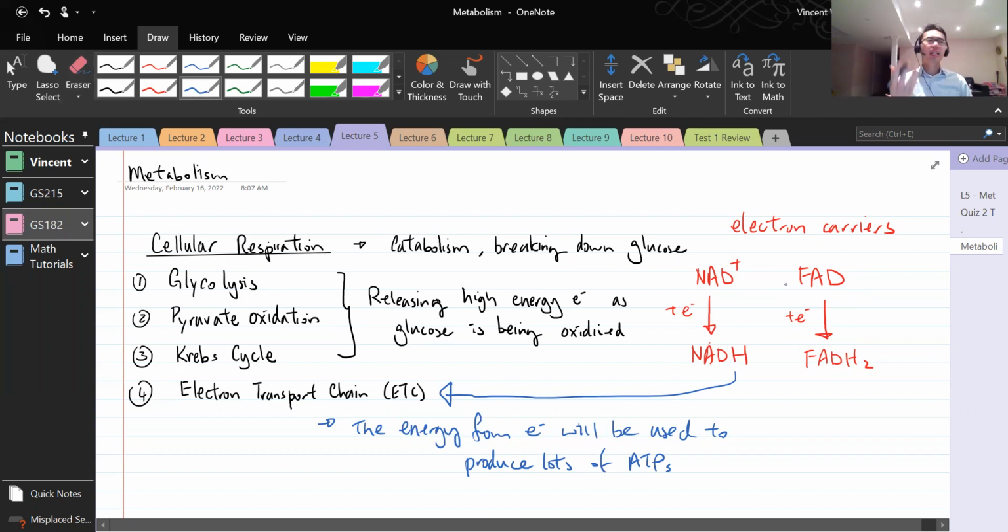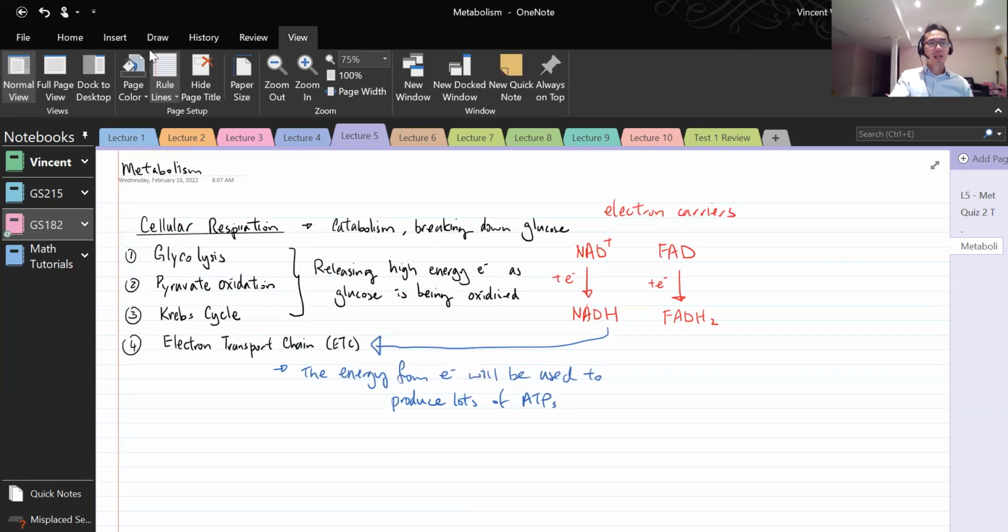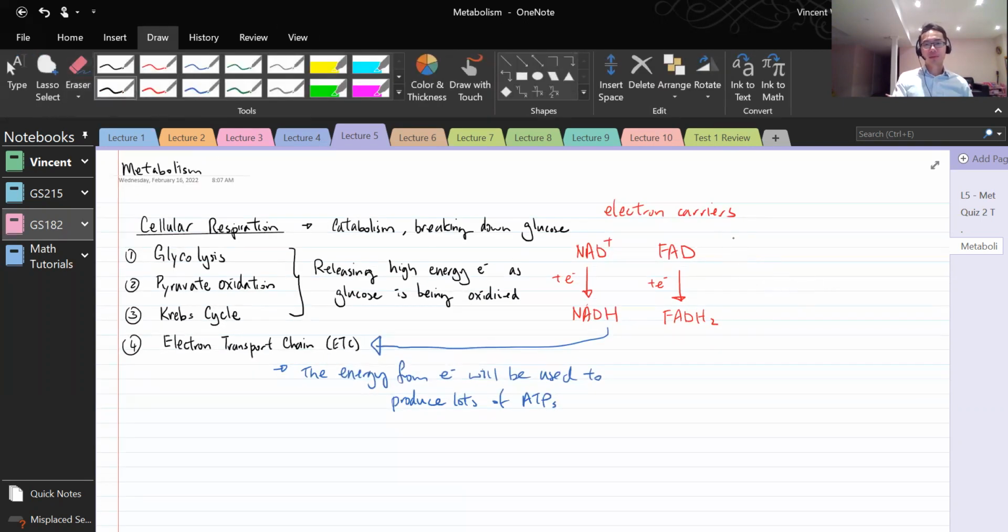So the difference, can someone tell me what the difference is? What's the difference between NAD plus and FAD? Anybody want to unmute and tell me about that? The NAD plus carries 3 ATP, but the FAD just carries 2 ATP. Okay, yeah. So that's pretty good. But I'm going to make a small adjustment to what you said. What she said is correct, but they're not carrying ATP. They are carrying high energy electrons.